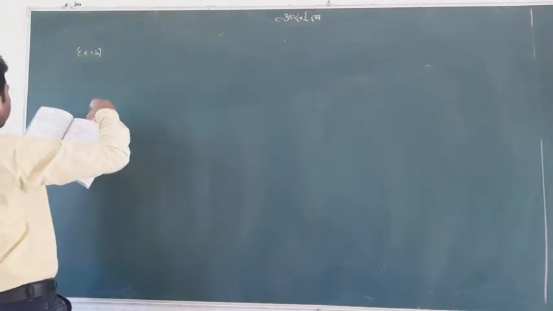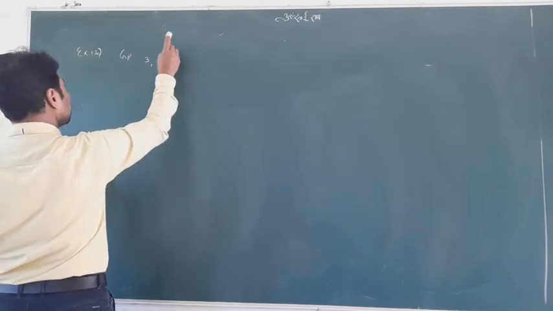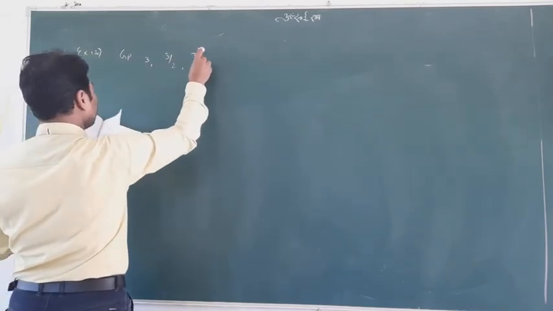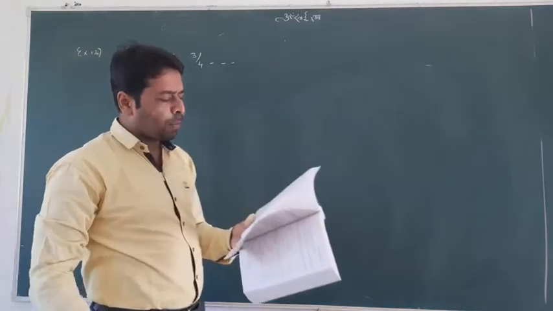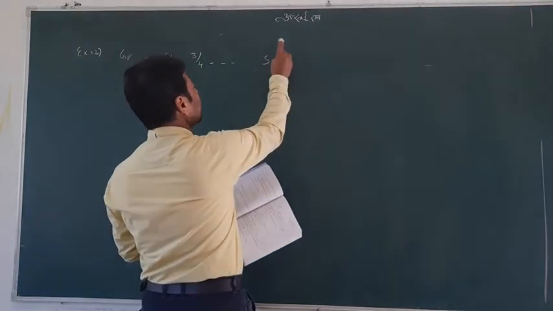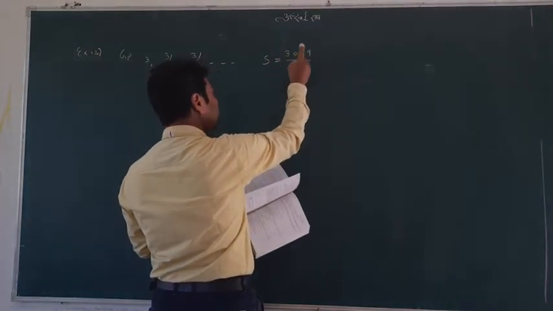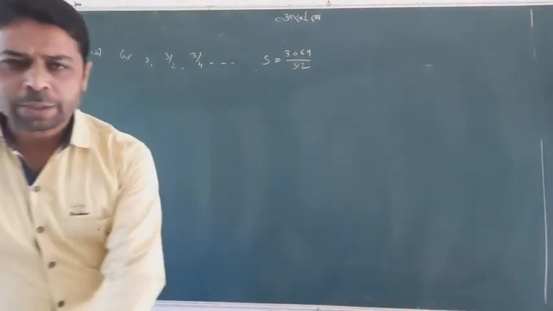Question says, how many terms of GP 3, 3 by 2, 3 by 4, and so on are needed to give the sum? Sum is given. Sum is 3069 upon 512. Very good question is this.